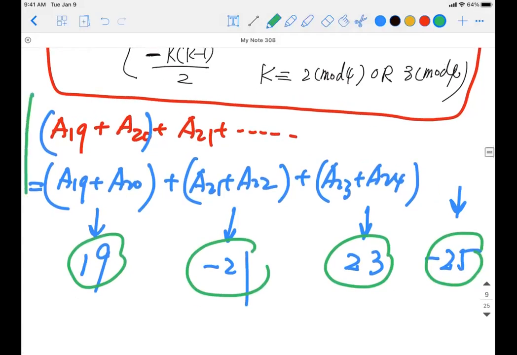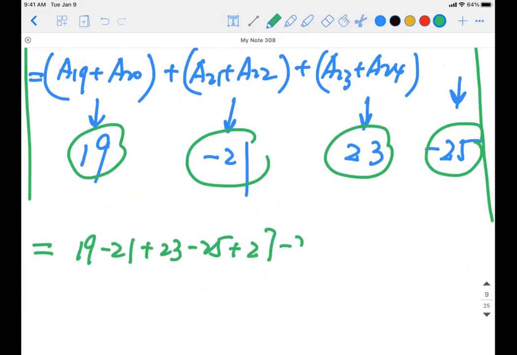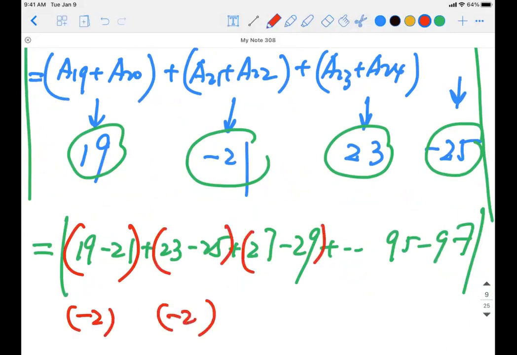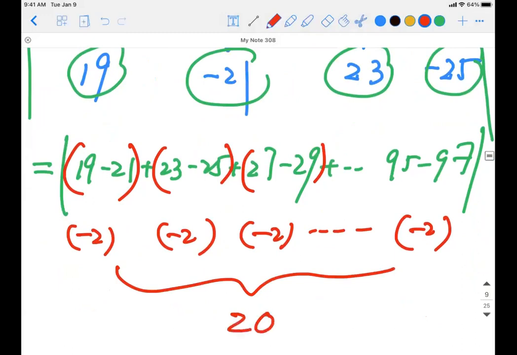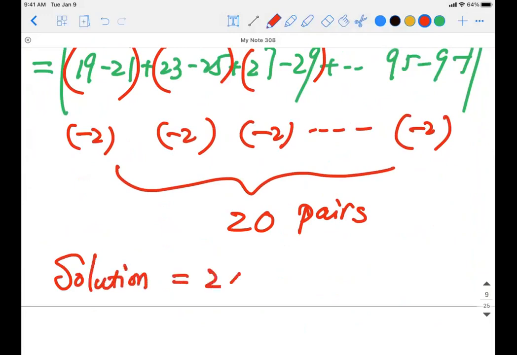So if the question asks you for the absolute value of everything, what is it going to be? 19 minus 21, 23 minus 25, 27 minus 29, all the way to 95 minus 97. What are you going to do? Again, you're going to pair them up the second time. This together, minus 2. This together, minus 2. This together, minus 2. All the way, the last one is also minus 2. There are 20 pairs. So the solution will be 2 times 20. You put an absolute value, whatever, equals positive 40. That's it.